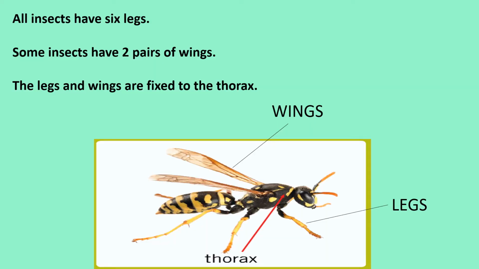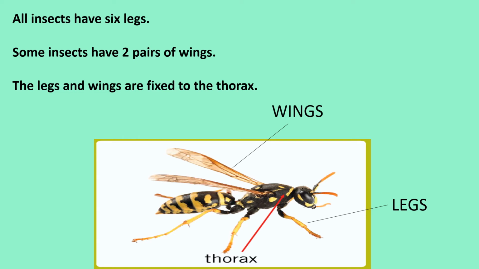All insects have 6 legs. Some insects have 2 pairs of wings. The legs and wings are fixed to the thorax. Children, all insects have 3 pairs of legs. In total they have 6 legs, and a few insects have wings and a few are without wings.